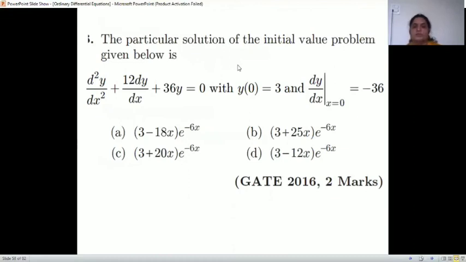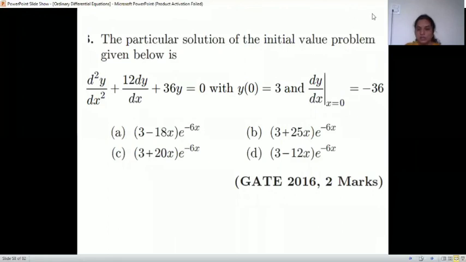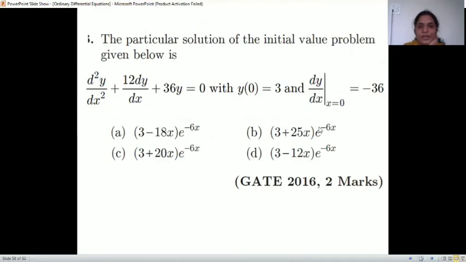Next question. The particular solution of the initial value problem given below is, this is the question, d2y by dx square plus 12 dy by dx plus 36y is 0 with y of 0 is 3 and dy by dx at x is 0 is minus 36. Particular solution is asked, that is after substituting these initial conditions. What will be the answer?